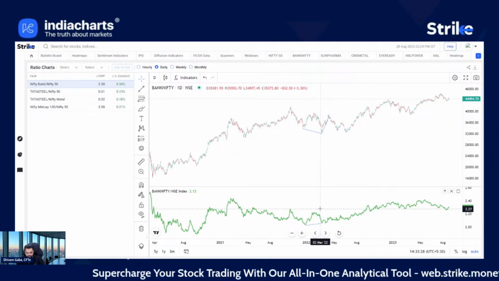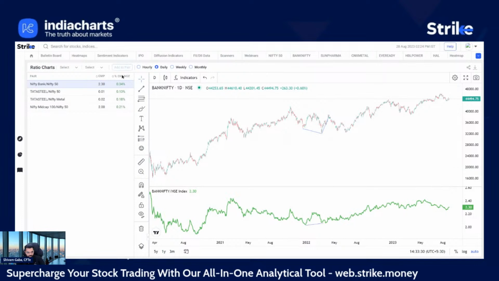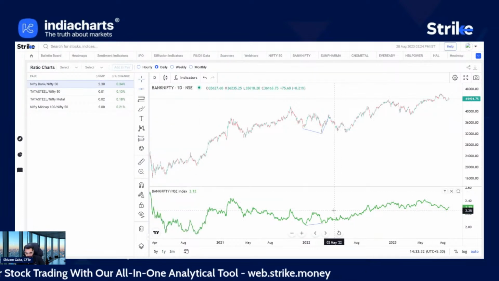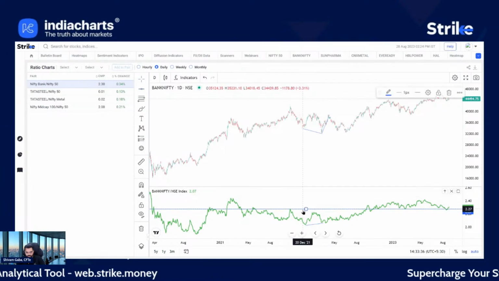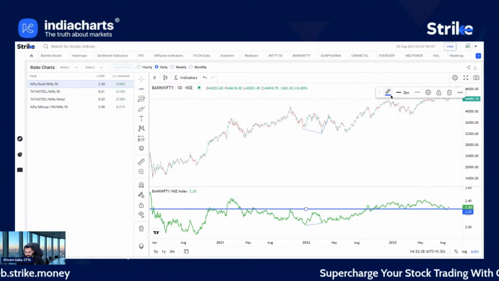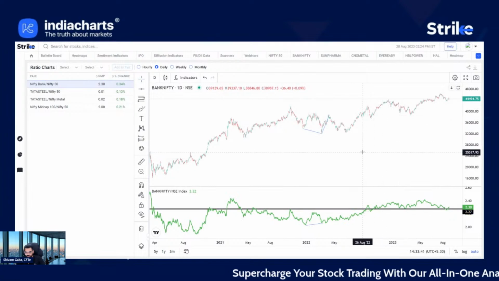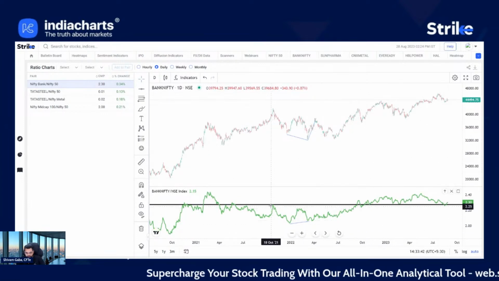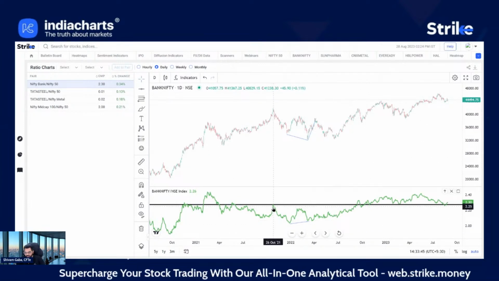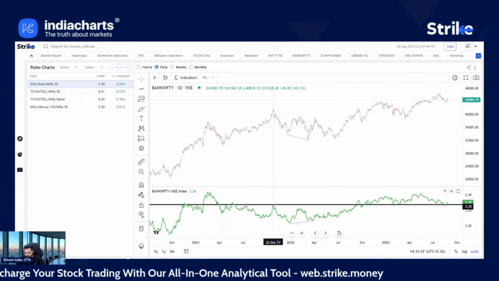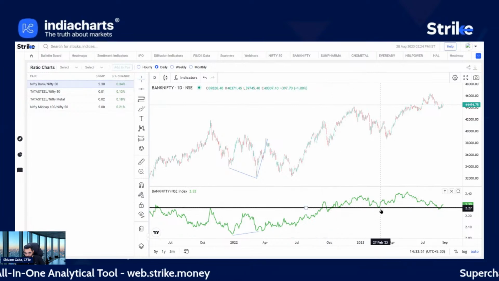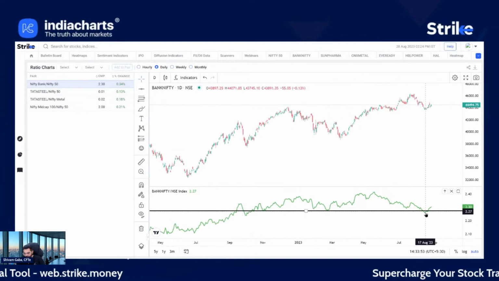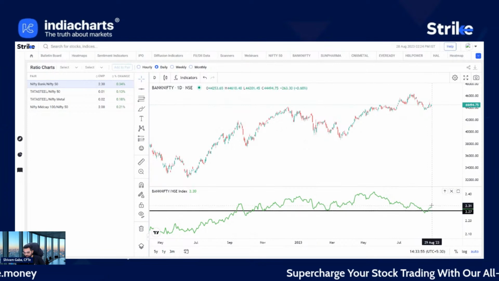So you can see, if I try to draw a horizontal line here at this peak, and I'll try to make it more visible. So you can see this is the peak where Bank Nifty topped out in October of 2021, and since then the ratio has broken out and took support at the similar level, and right now also it has taken support and is starting to rise from there.